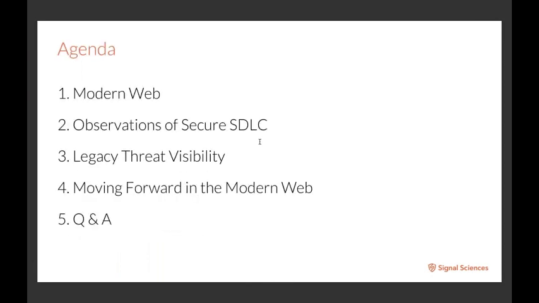So today's agenda: first I'd like to talk about the modern web and my perspective on that. Then I want to share my observations for the Secure SDLC, based on my experience of doing AppSec throughout my career. Then I want to talk about legacy threat visibility and some of the challenges we face with that. And then I want to talk about moving forward in the modern web, which is about describing what we should be looking for in a solution or solutions to defend our applications in the modern web. And just a quick note, I do have some survey questions scattered throughout the first part of this presentation, so just be ready for that.